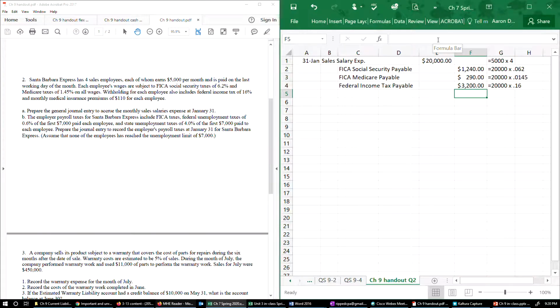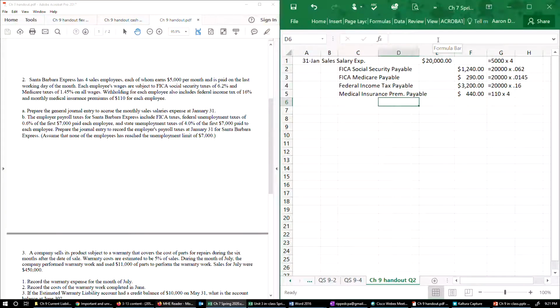All right, and then we have employee medical premium payable. So this amount the company would actually send to the insurer. This is given as $110 per employee. There are 4 employees, so that works out to $440. All right. Now that's it for withholdings.